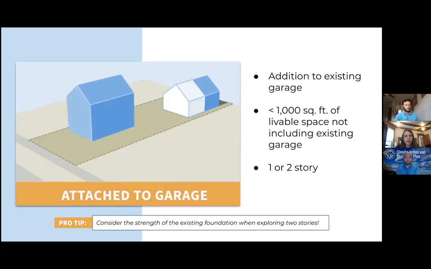A garage attached ADU is an addition to your existing garage, exactly what it sounds like. This addition can be 1 or 2 stories. It can be either adjacent to or on top of your existing garage. This type of ADU has to be less than 1,000 square feet of livable space, not including the existing garage. We often see these for aging parents, for downsizing, and they're really great if you want privacy or separation from the main residence, if you don't want to tear down your existing garage, if you have space next to your existing garage, or if you want to preserve backyard space by building above your garage and saving some space in that way.